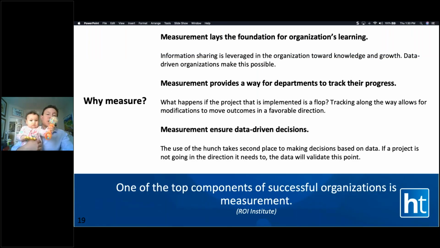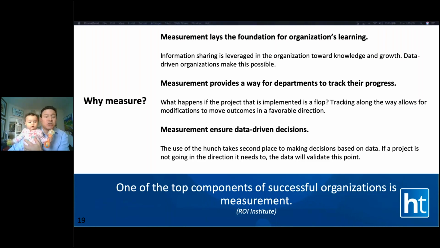So why measure? Measurement lays the foundation for an organization's learning. Information sharing is leveraged in the organization towards knowledge and growth. Data-driven organizations make this possible. Measurement provides a way for departments to track their progress. So imagine looking at your culture week by week, month by month, all the way for a 3-year plan so you can have a roadmap for culture or target culture. My daughter clearly likes this concept of target culture, target roadmap for culture.